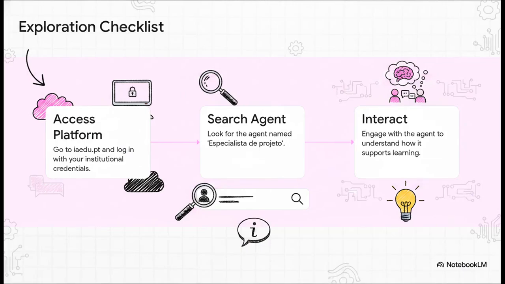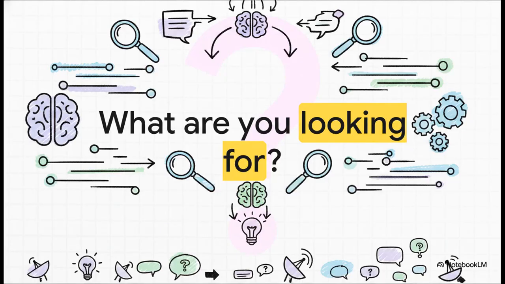It's pretty straightforward. First, you'll head over to the IIG platform. Second, you'll search for an agent called Especialista de Proyecto, which, by the way, just means project specialist. And third, you just talk to it. The whole goal here is just to interact with it and get a feel for how it actually works. But as you're chatting with it, what exactly should you be on the lookout for?